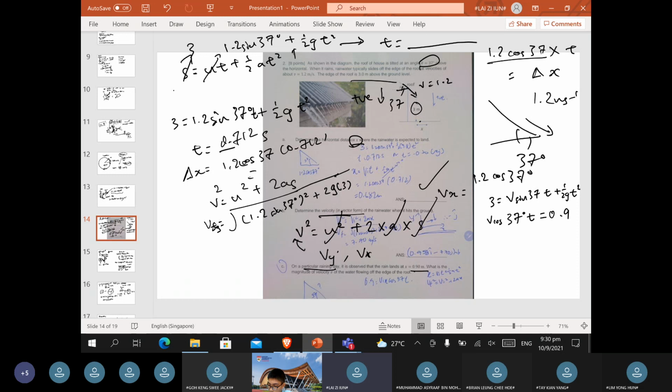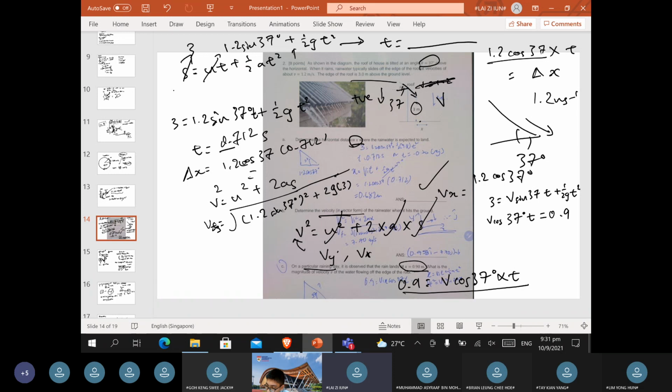Okay, then for part C, they tell us that it's observed that the rain lands at 0.9 meters. So I know that if it lands at 0.9 meters, then it fits this formula, right? So 0.9 meters is equal to the x component. Okay, so I let the velocity be v in this case. In the last case, the velocity was also v. So the horizontal component is still v cosine 37 because the angle of the roof is not going to change, and then multiply this by t. So that's the displacement in the x direction.